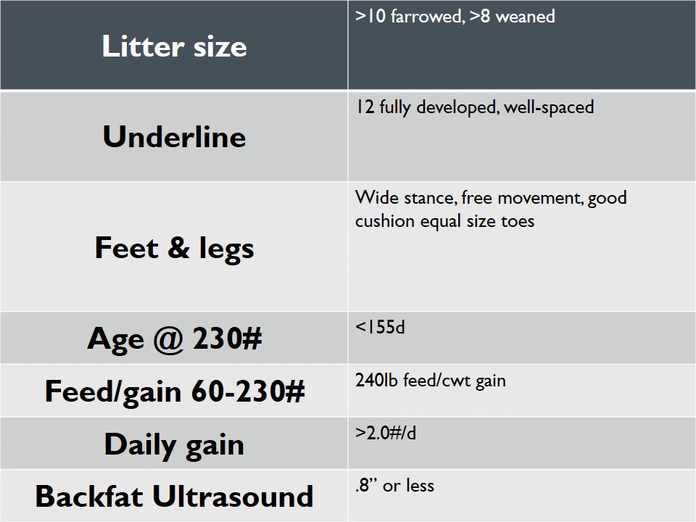Hopefully we do have 12 fully developed, well-spaced teats. Feet and legs: wide stance, free movement, good equal-sized toes. Hopefully we can reach 230 pounds in less than 155 days with a 240 feed per hundredweight of gain. That would be a 2.4 feed conversion or feed efficiency. Average daily gain should be about 2 pounds a day. Back fat ultrasound thickness 0.8 of an inch or less.